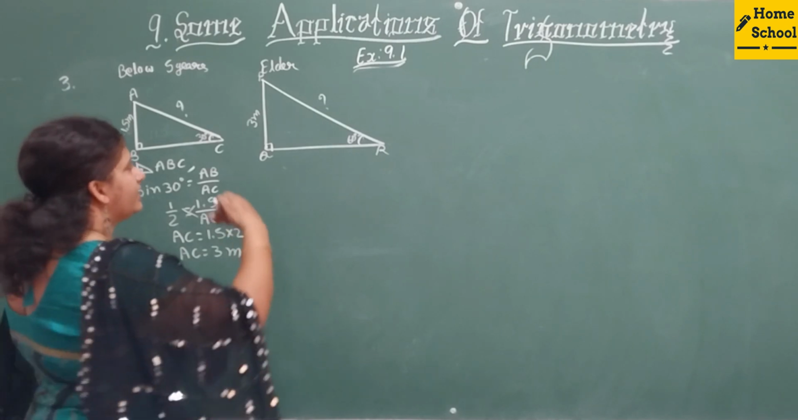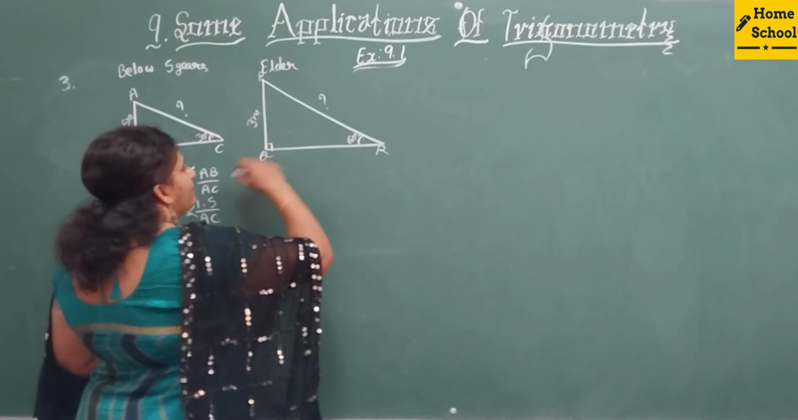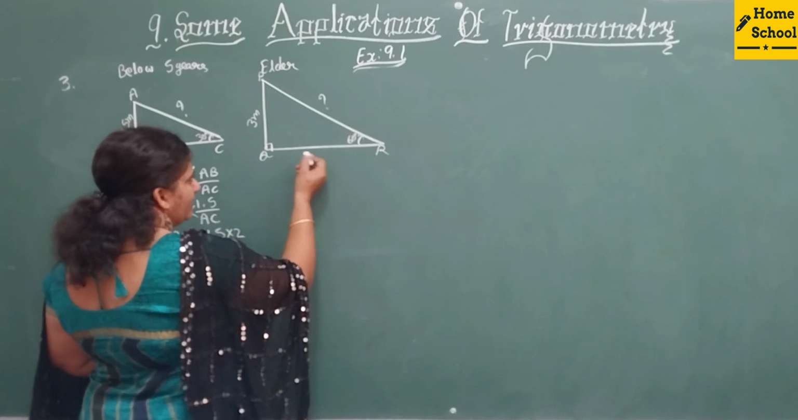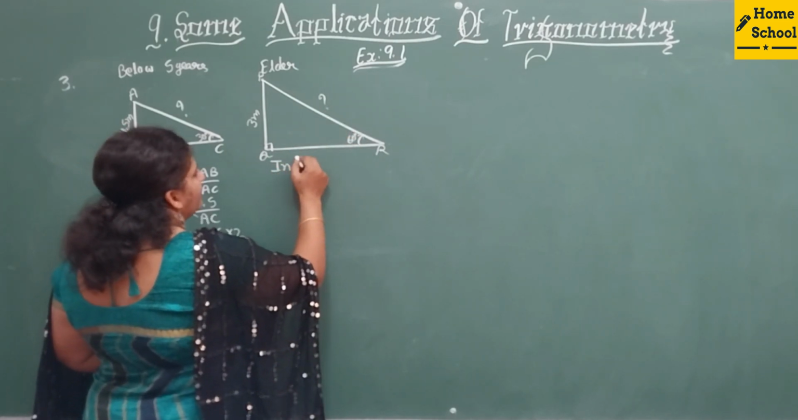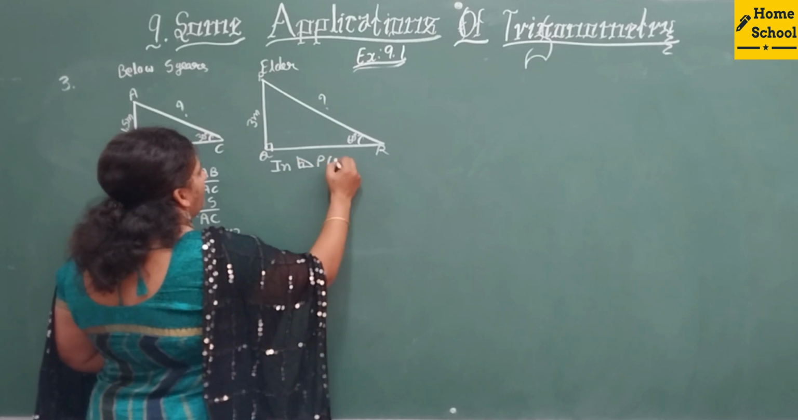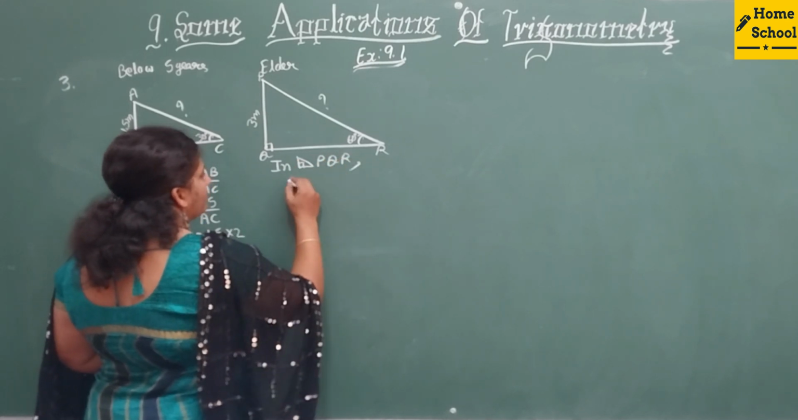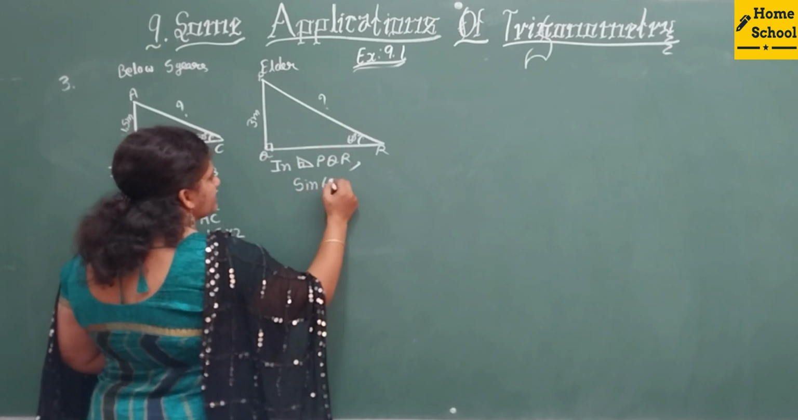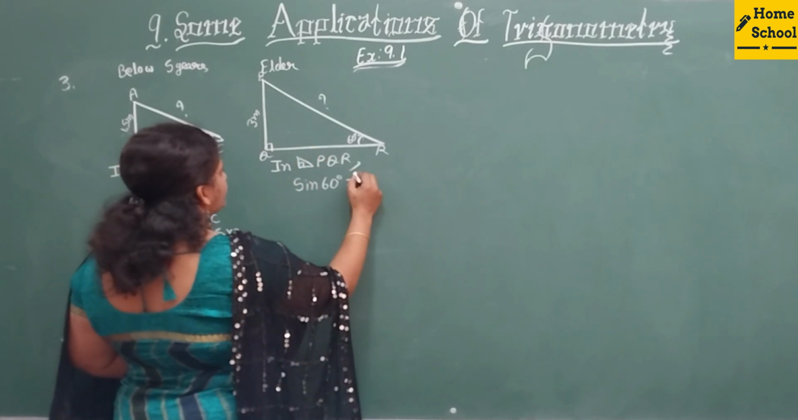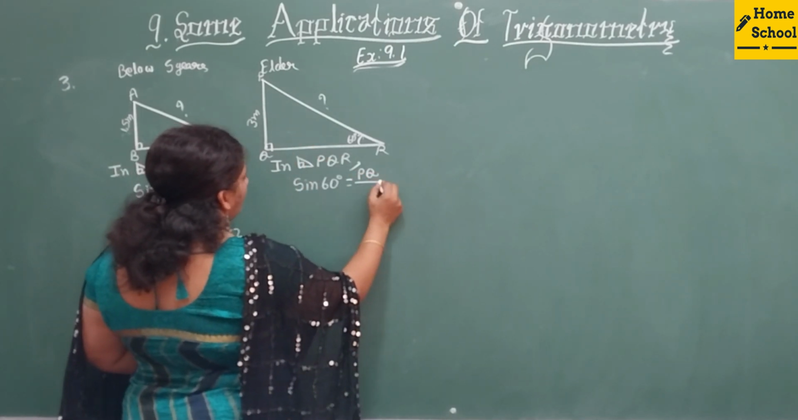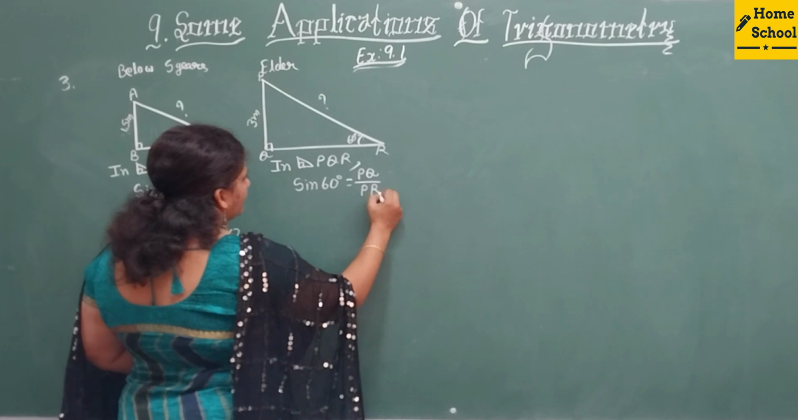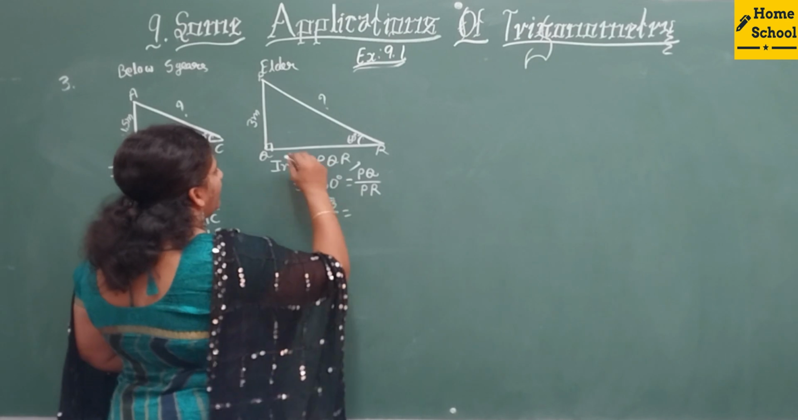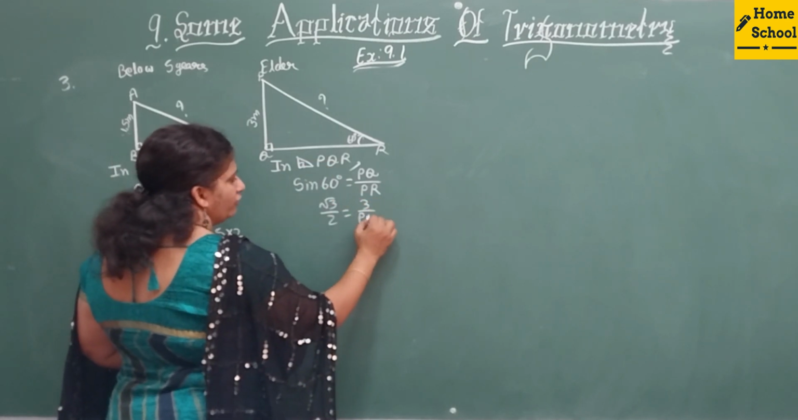What is the length of the slide for below 5 years of age? 3 meters. Next, coming to elder children's slide. Again, opposite hypotenuse, sine ratio. Given theta is equal to 60 degrees, you can write in right triangle PQR, sine 60 degree is equal to opposite PQ by hypotenuse PR. Sine 60 degree value is root 3 by 2. PQ is 3, PR we need to find.